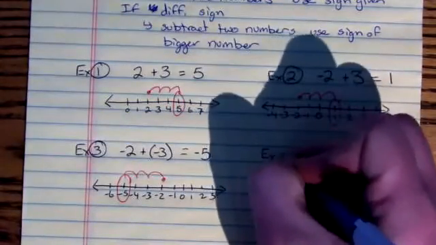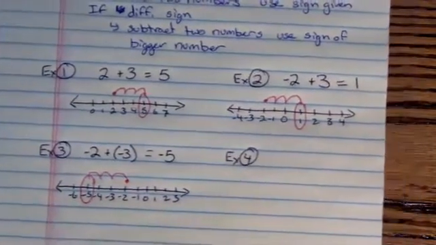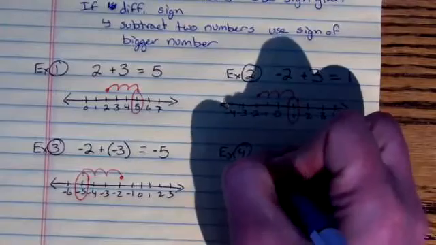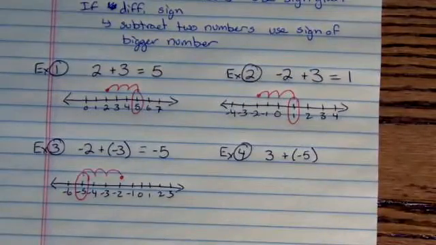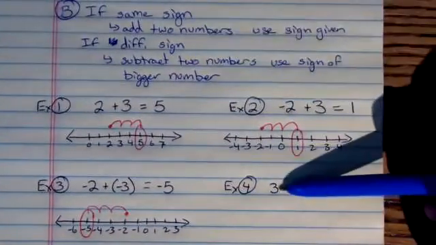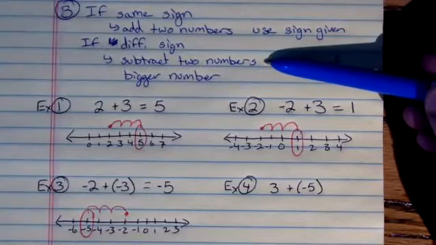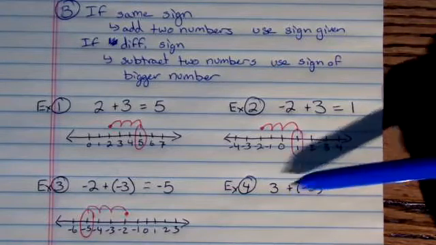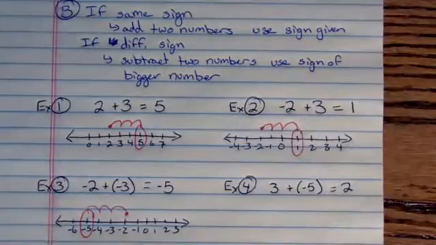And example 4. Example 4, we're going to go 3 plus -5. So 3 plus -5. Well, let's use our rules. Are they the same sign or different? Well, this one's positive, this one's negative, so that means they're different signs. So since they're different signs, we're going to subtract the 2 numbers. So we're going to do 5 minus 3. 5 minus 3 is 2.